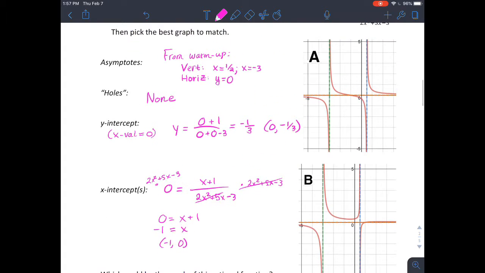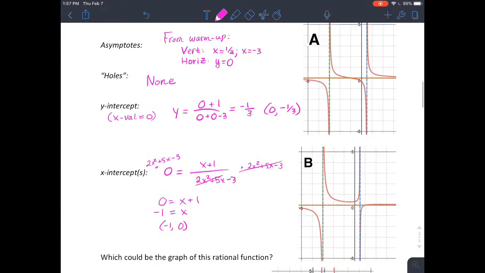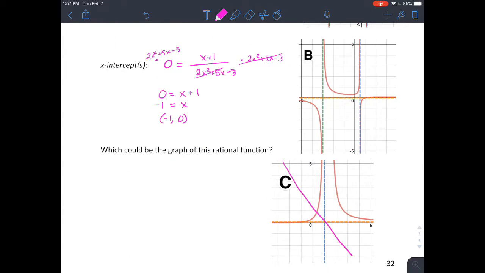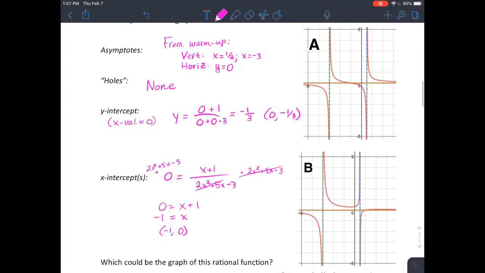Now we're going to look at our options and do some matching. I'm going to check through my asymptotes first. So if you look at A, looks like it's got the correct asymptotes. So does B, but C does not. It's missing one vertical asymptote. So we know it's not graph C, kind of process of elimination.